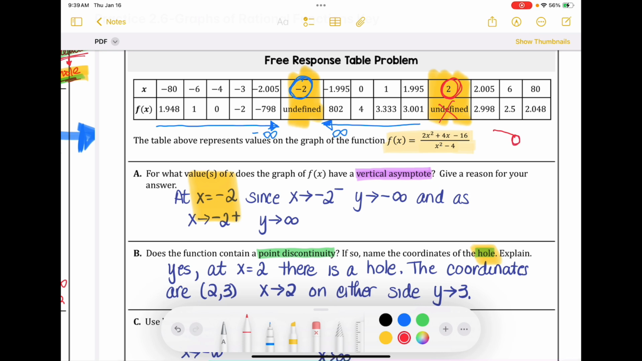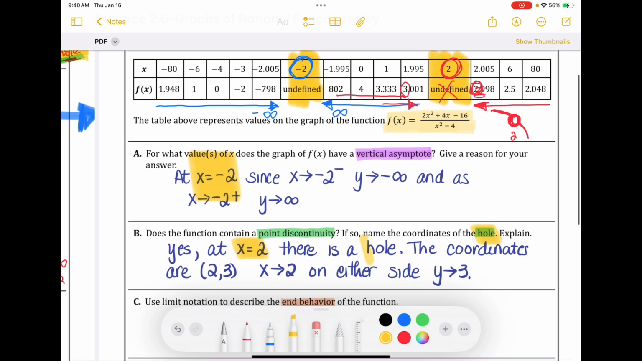But do I have any outcome from the left, from the right, at the 2 location? So when you take a look at that, you see that coming from the left side, my number is getting closer to 3. Coming from the right side, I also see my number is getting closer and closer to 3. So therefore, you know that there is a value from the left and from the right, except at the location 2. There is an open circle hole. So I know that when x equals 2, there is a hole.